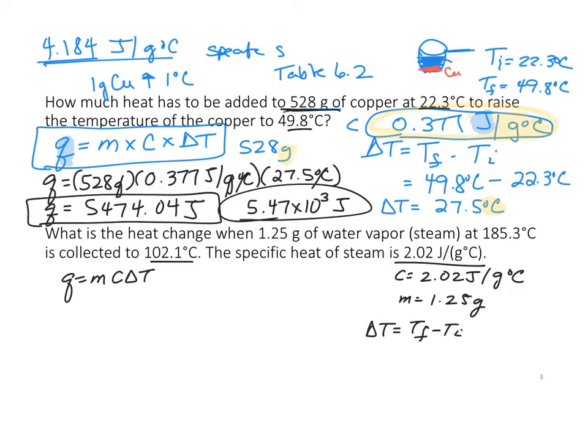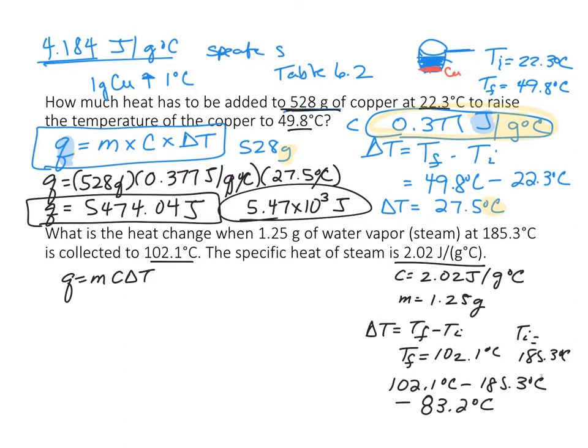So if it's collected at 102.1 degrees, that's going to be your final, and your initial will be 185.3 degrees. And so 102.1 degrees minus 185.3 degrees Celsius is, so it's collected at 102, so we're decreasing, so that's going to be negative 83.2 degrees Celsius. That's going to be important, that negative.